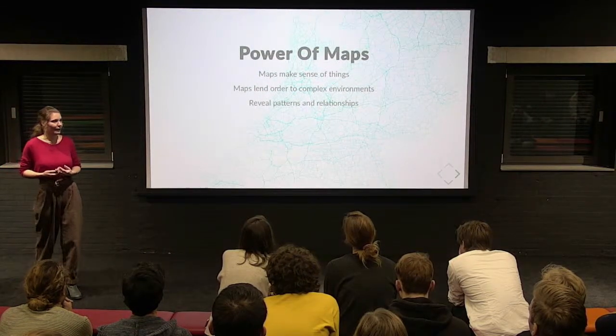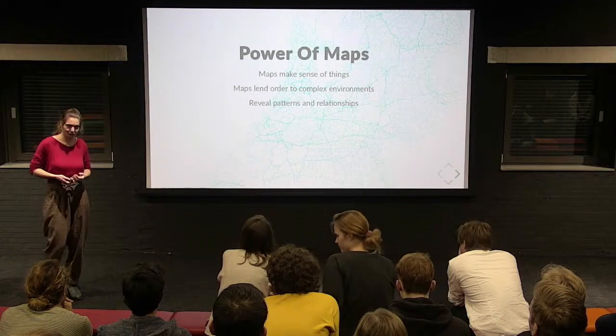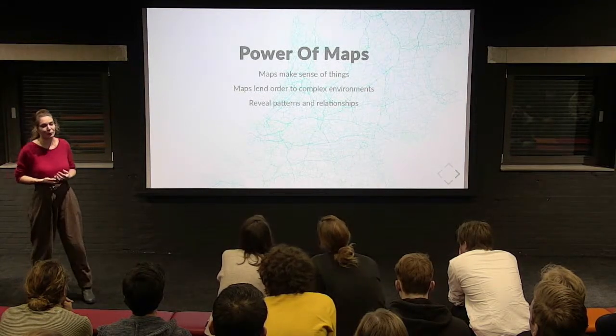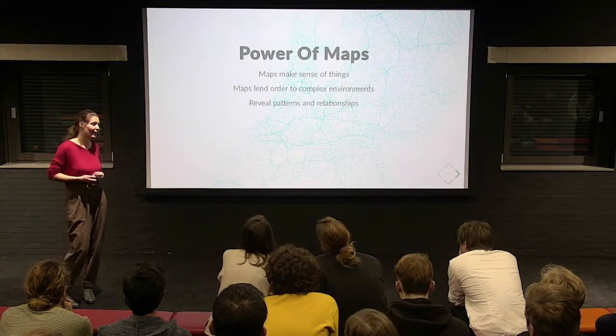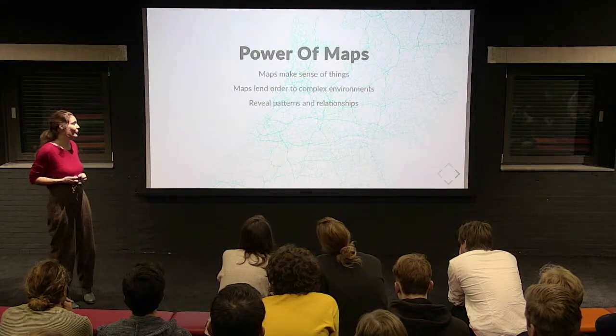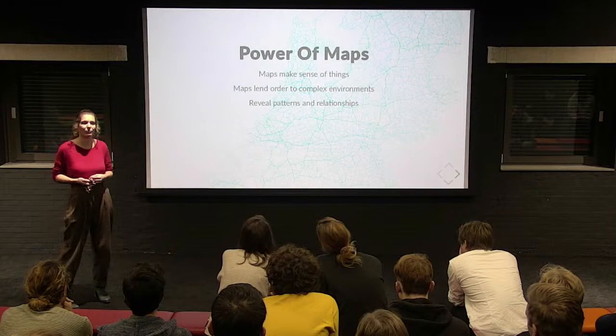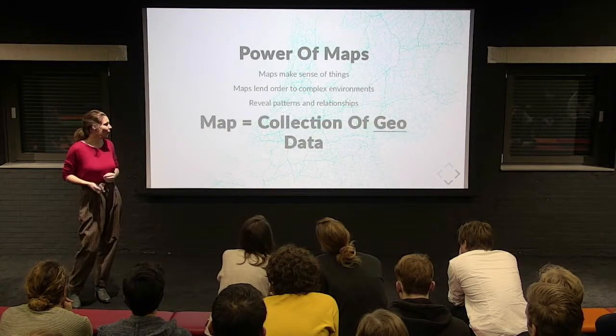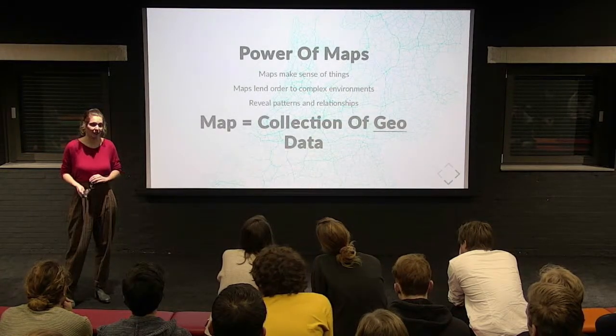So a map is actually a model of the real world. It's a simplification of the real world to make sense out of things that happen around us. They lend order to complex environments, and they reveal patterns and relationships to us. Also, a map is actually a collection of geodata.